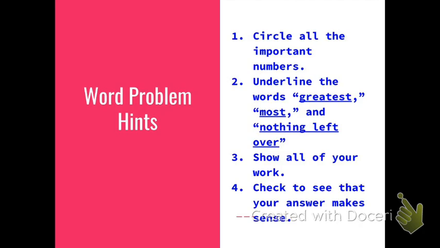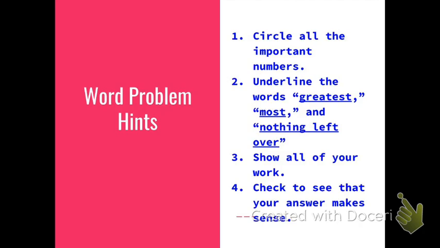Underline these words. And if I were you, I would take maybe a yellow crayon and I would highlight these words, because these are hints that you probably are looking at a greatest common factor word problem. They are greatest, most, and nothing left over, or none left over. So go ahead, if you'll highlight that real quick and draw the red box around. I'll give you a second to do that.